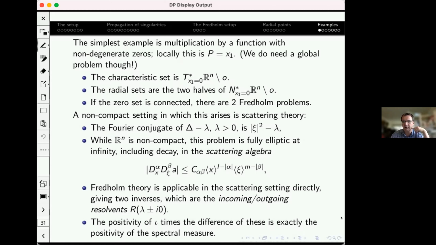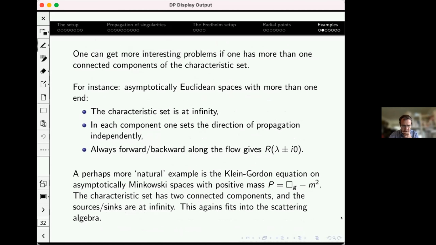So it's very easy to see that you have self-adjointness. You get the limiting absorption principle resolvent, the limit from above or below the real axis, and the positivity of the difference of these is exactly the positivity of the spectral measure. So that's one example of what I talked about.